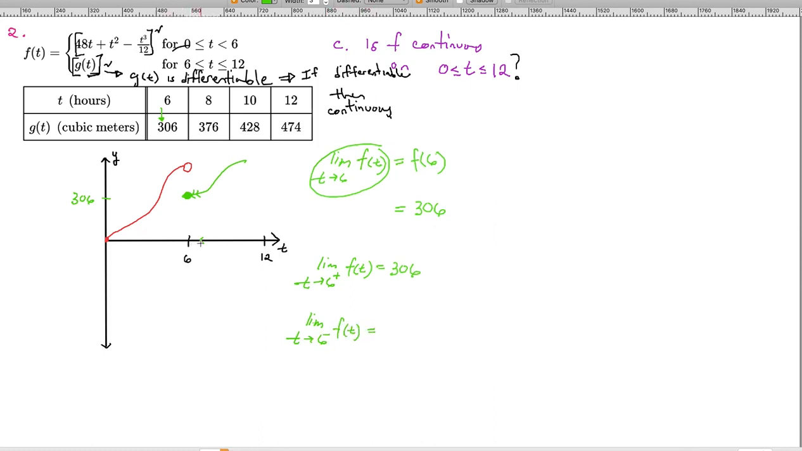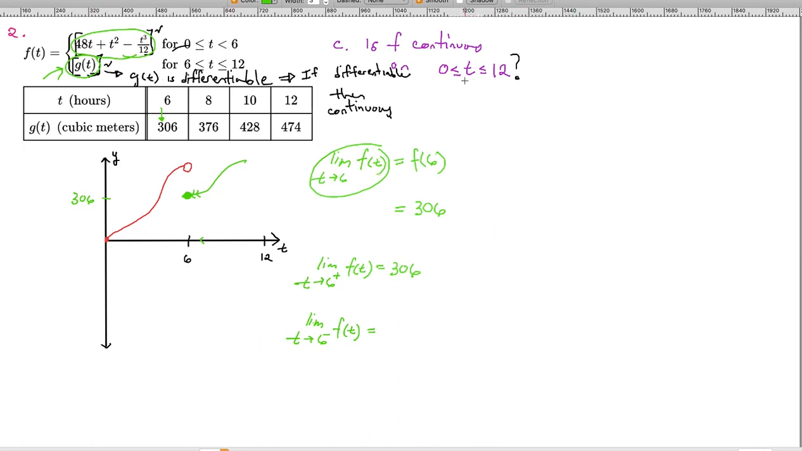Okay, for values above 6, I'm using this bottom piece, g of t. But for values beneath 6, to the left of 6, I use this one right here. And I just need to get an idea of where this polynomial is headed as I get closer and closer to 6. The way I do that is I just plug in 6 to this polynomial.